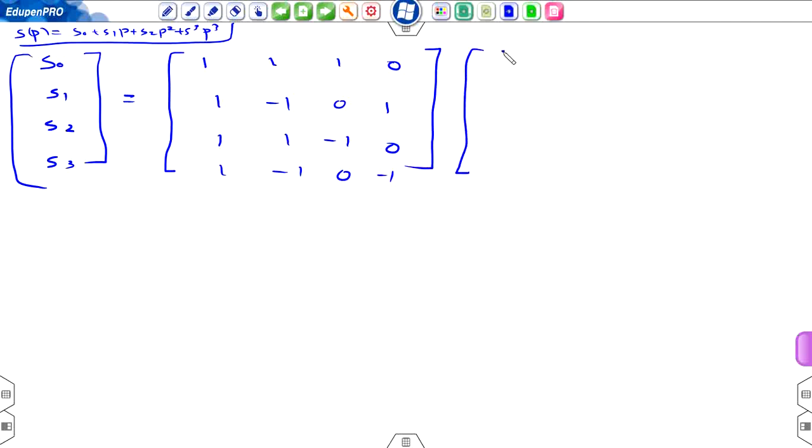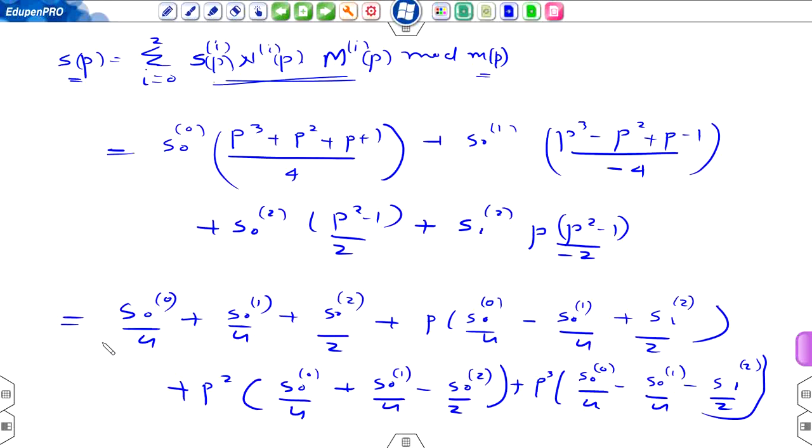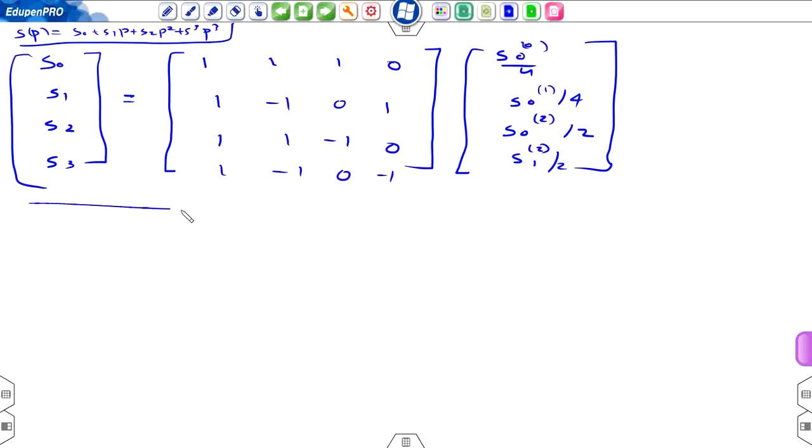And in the column matrix I have s0(0) by 4, s0(1) by 4, s0(2) by 2, and s1(2) by 2. Again I am leaving this as an exercise for you. You just have to write this s0 plus s1p plus s2p square plus s3p cube, equate the corresponding terms, and decompose into matrices step by step. So this will be the result.